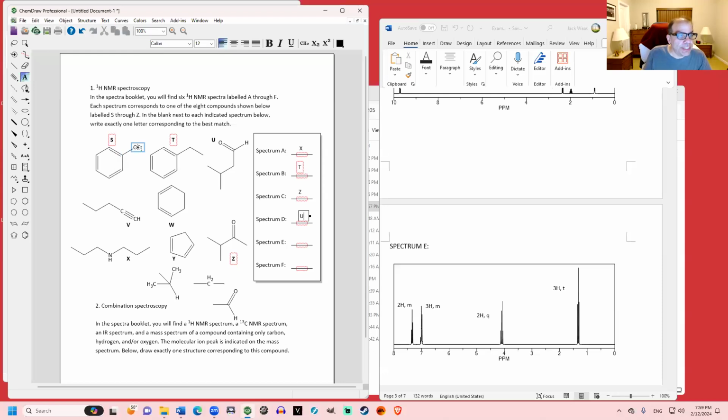Again, remember, OEt means OCH2CH3. So the CH2 of the ethoxy group is at about 4.1 parts per million. The CH3 much further upfield at about 1.3. And then you have a total of 5 aromatic hydrogens. They're the remaining hydrogens on the benzene ring. So spectrum E has to be compound S.